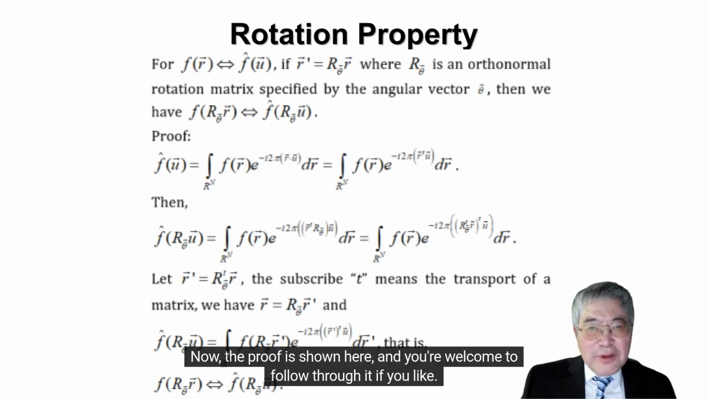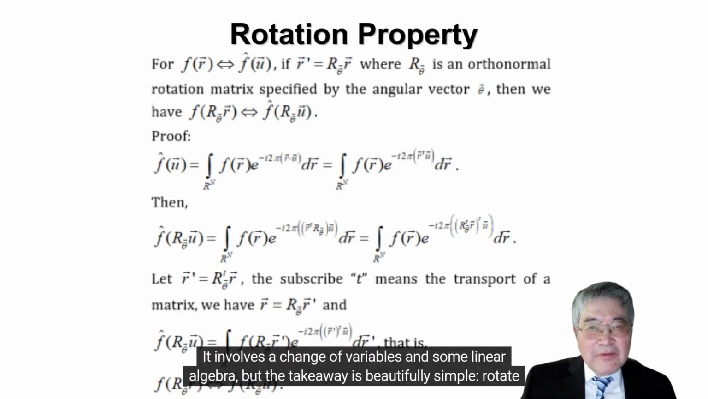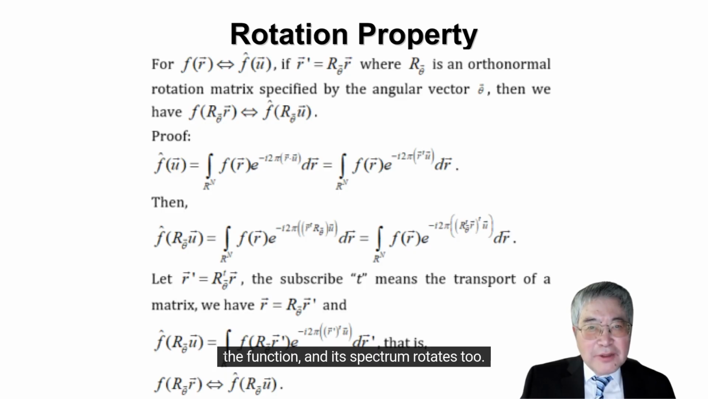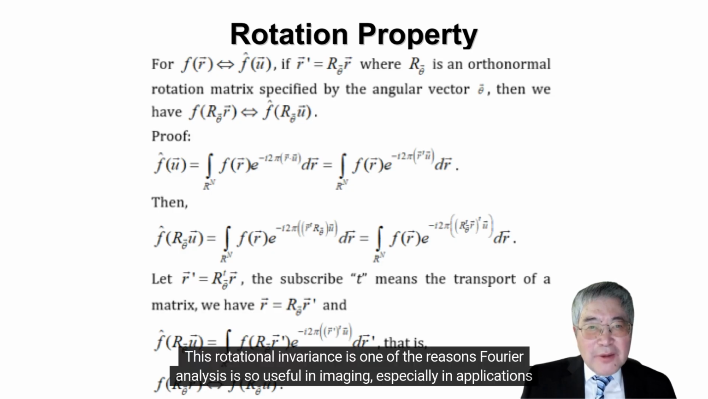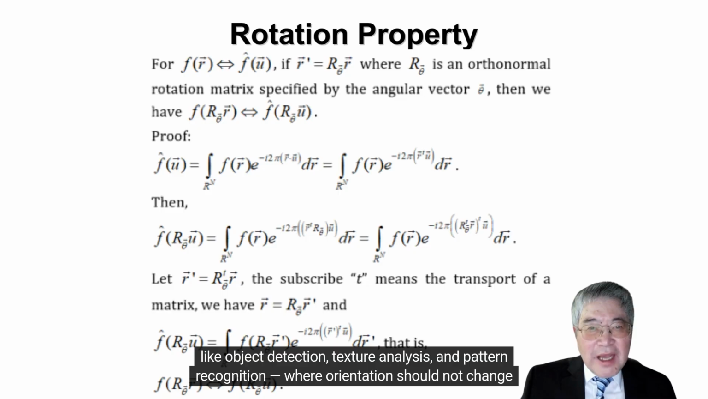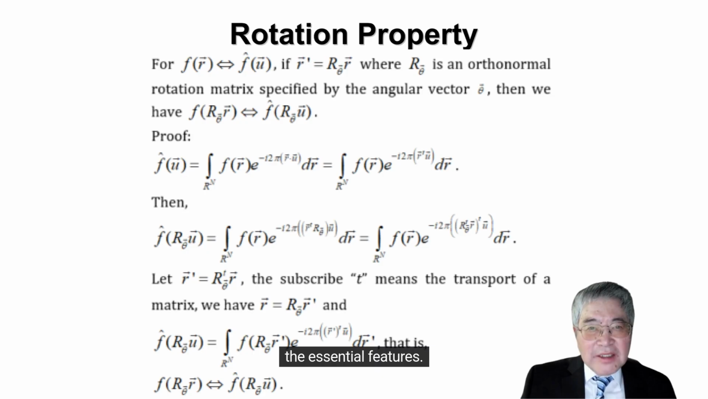Now, the proof is shown here, and you're welcome to follow through it if you like. It involves a change of variables and some linear algebra, but the takeaway is beautifully simple. Rotate the function, and its spectrum rotates too. This rotational invariance is one of the reasons Fourier analysis is so useful in imaging, especially in applications like object detection, texture analysis, and pattern recognition, where orientation should not change the essential features.